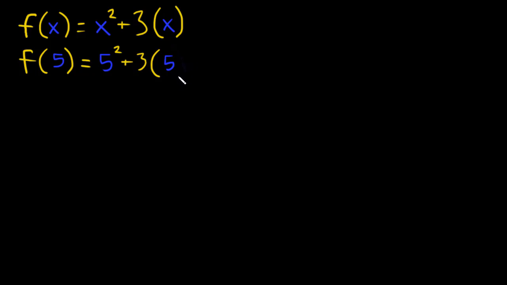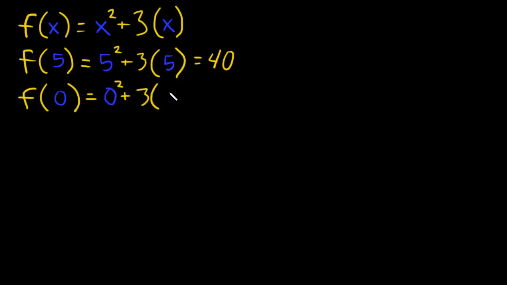So that would give us 25. It's 5 squared plus 3 times 5 is 15. That would give us a total of 40. Alrighty. What about f of 0? Well, that would give us 0 squared plus 3 times 0. Well, 0 plus 0 is plain old 0.